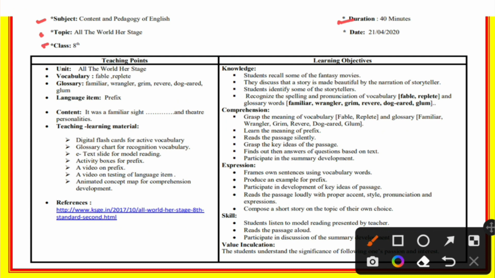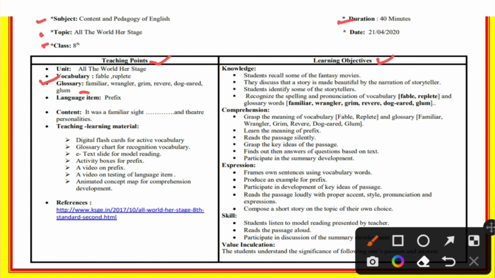Then below you need to write the teaching points and instructional objectives according to the guidelines of writing a lesson plan. For my English lesson, my unit is All the World Her Stage. Then subunit is Sai Paranjape, an introduction, which is missed in the sample. You can incorporate that. Then I have active vocabulary, fable and replete. After the active vocabulary, I have presented recognition vocabulary as glossary, and the words are familiar, wrangler.